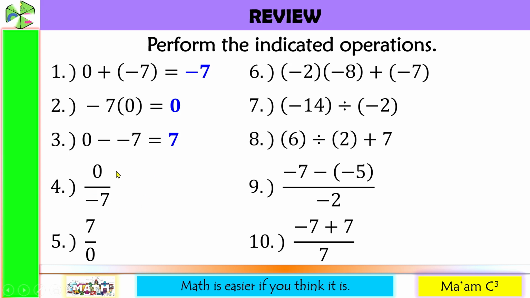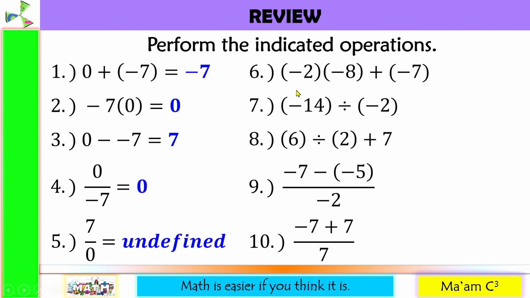Number 4, 0 divided by negative 7. 0 divided by any number except 0 is equal to 0. Number 5, 7 divided by 0. Any number except 0 divided by 0 is equal to undefined.